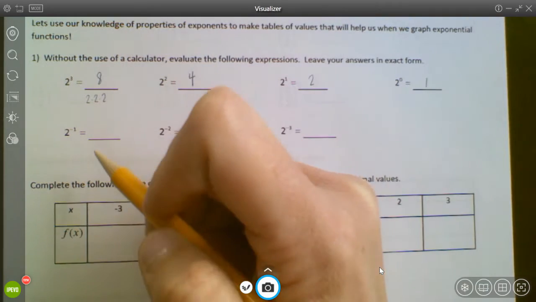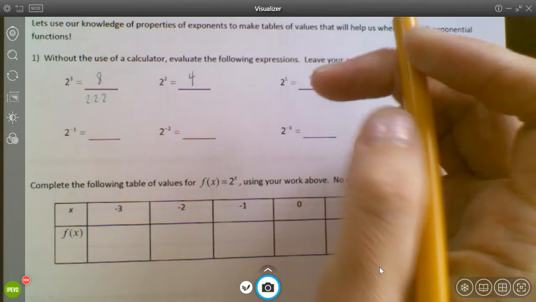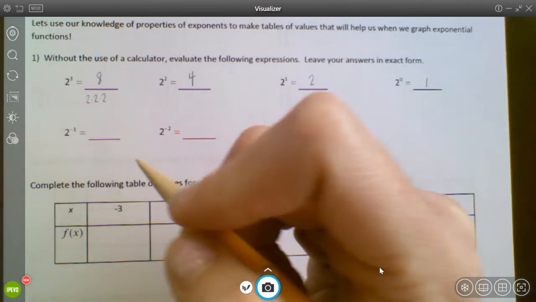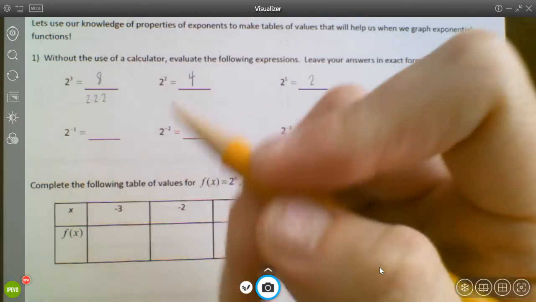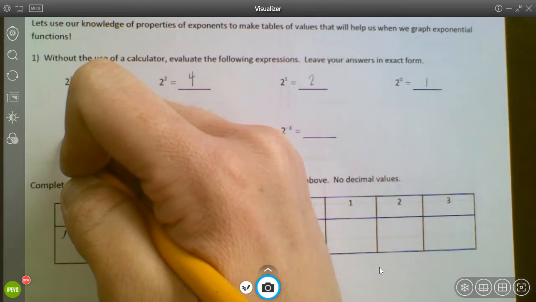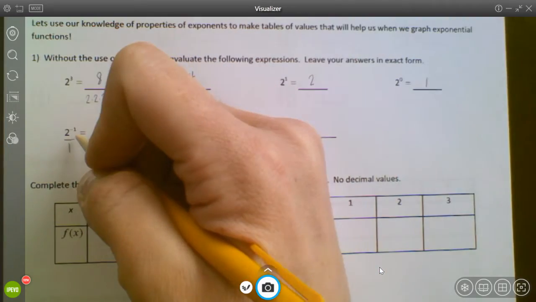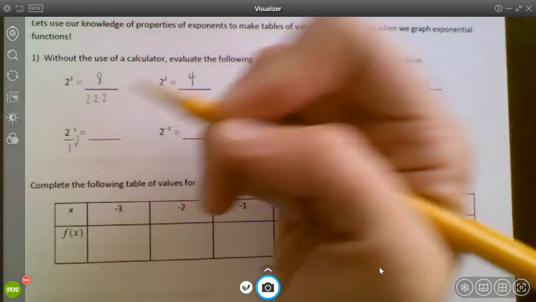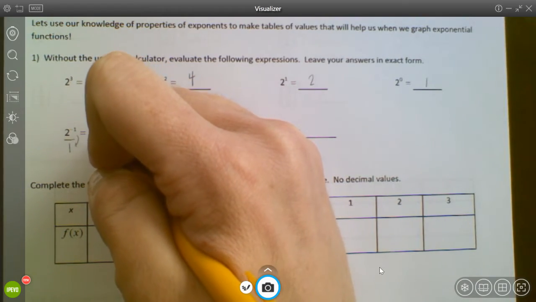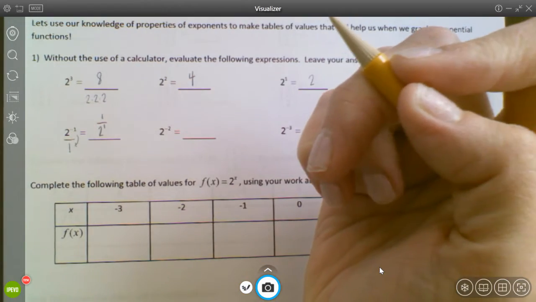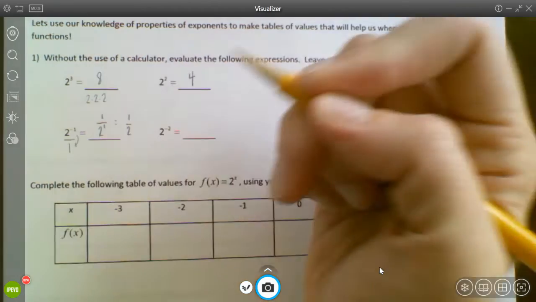All right, so let's look at the bottom problems here. So 2 to the negative 1, 2 to the negative 2, and 2 to the negative 3. So now our exponents are negative, but that's okay because when we were talking about properties of exponents, we learned how to work with negative exponents. So this 2 to the negative 1, I'm going to imagine this as a fraction, 2 to the negative 1 over 1. To make that exponent positive, I'm going to pull that to the denominator. So that becomes 1 over 2 to the positive 1, and that just becomes 1 over 2, because 2 to the 1 is just 2.